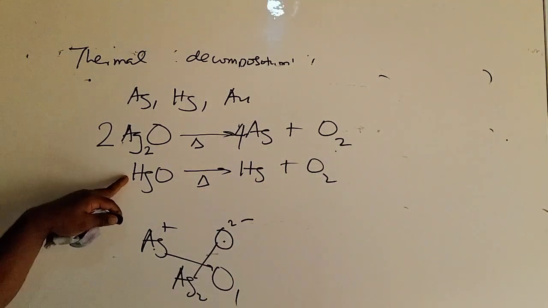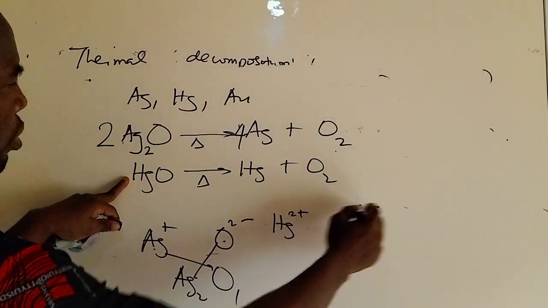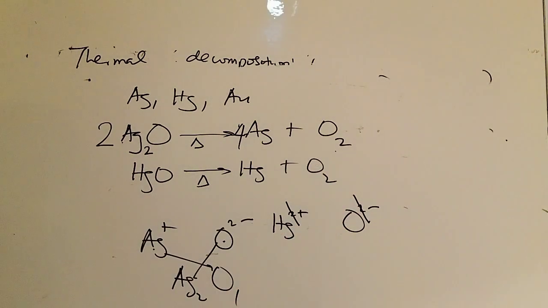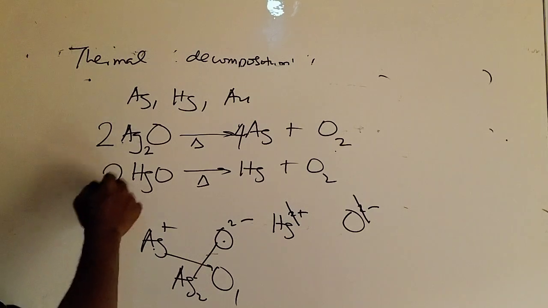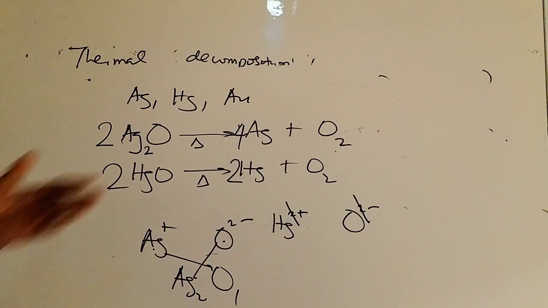Mercury oxide: mercury here has a valency of 2, oxygen has 2. So equal valencies cancel out. You join, nothing will change. So you now have mercury oxide giving mercury and oxygen. You can balance it up on your own. Likewise, gold oxide. So when you heat oxides of such metals, they decompose.